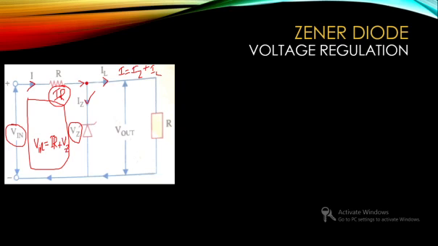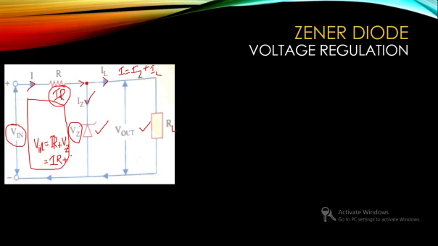the Zener breakdown voltage VZ. Since a large resistance is connected in parallel with the diode, for a parallel connection, whatever the voltage drop across one branch, it is the same for the second branch also. So the voltage across the diode and the voltage across the load resistance RL will be the same. So instead of VZ, I can represent it as VO, the output voltage itself.